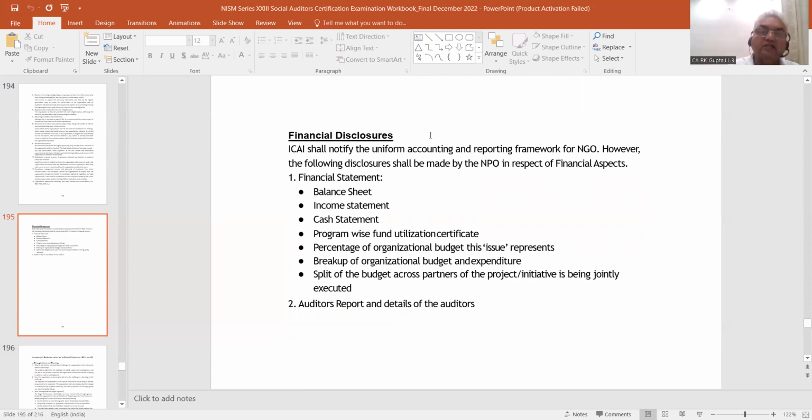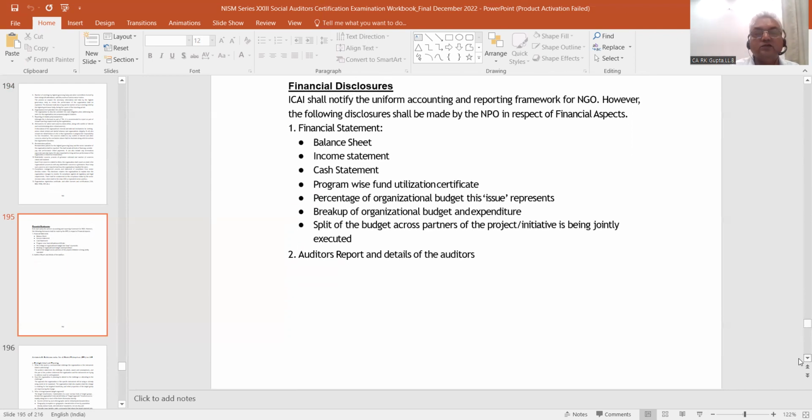Now regarding financial disclosure. So in this case, ICAI shall notify the uniform accounting and reporting framework. So it has not yet come. However, the following disclosure shall be made by the NPO in respect of financials. So balance sheet, income statement, cash statement, program-wise fund utilization, percentage of organizational budget that it represents. Then breakup of organizational budget and expenditure, and split of the budget across partners of the project or initiative being jointly executed. Auditor's report and details of the auditor. So these are all covered in financial disclosures.